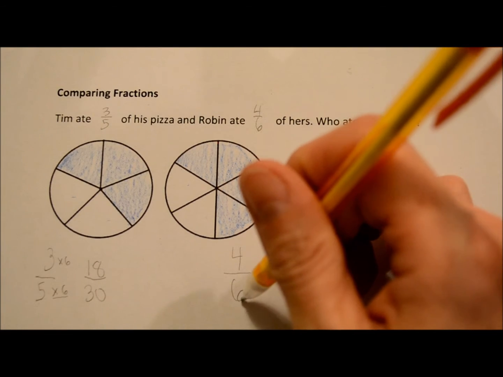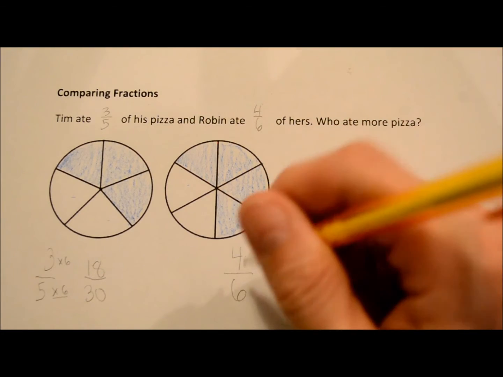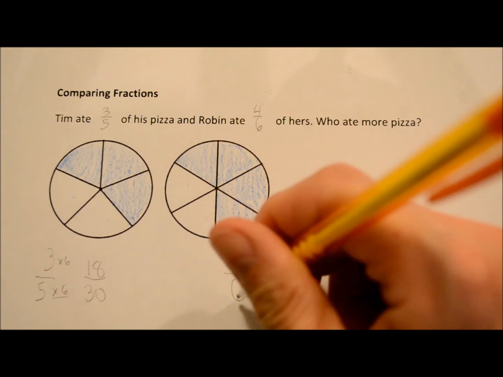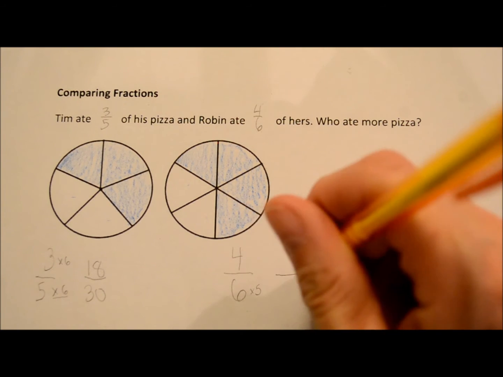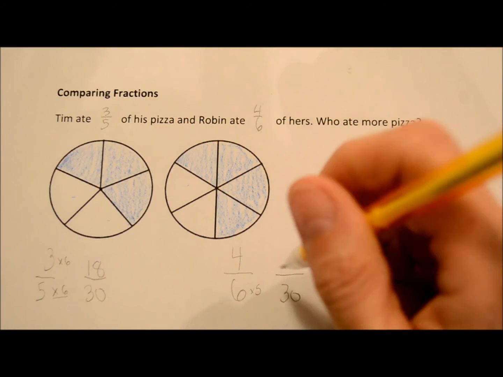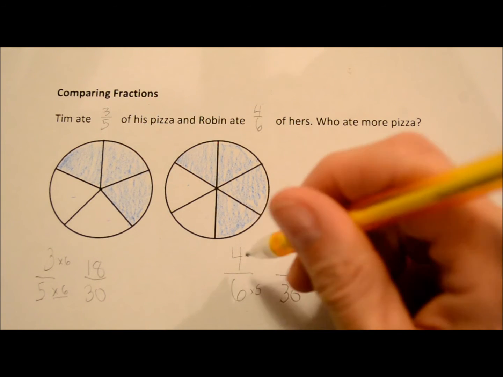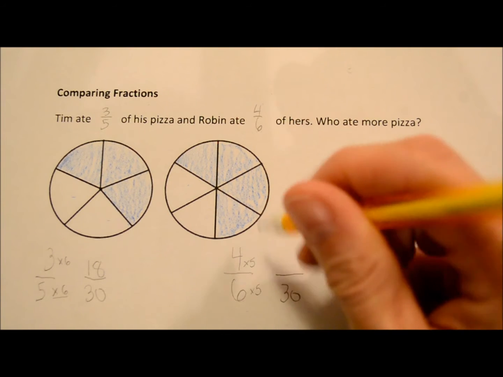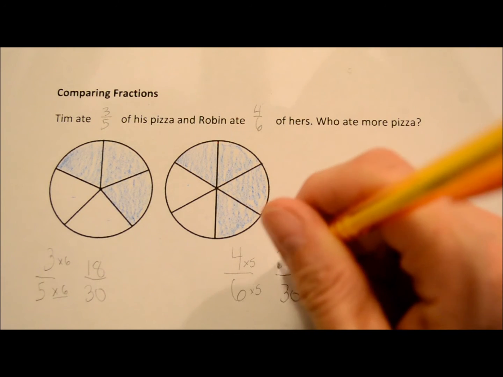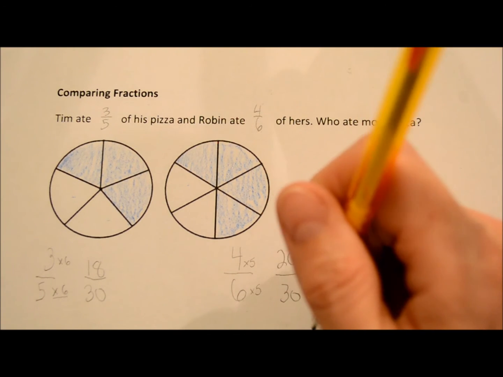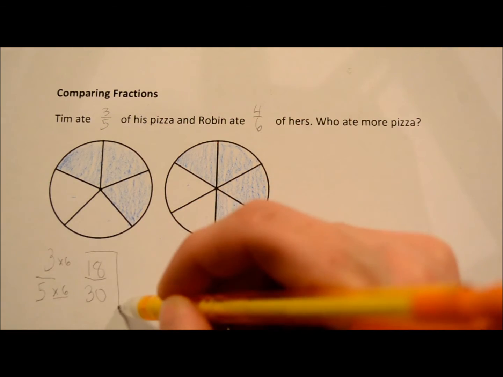All right. So now I have to do my other one. So this time, to get to 30, I have to do 6 times 5. So 6 times 5 is 30. And because I did 6 times 5 on the bottom, I have to also do the top. 4 times 5. 4 times 5 is 20. So now we have equivalent fractions.